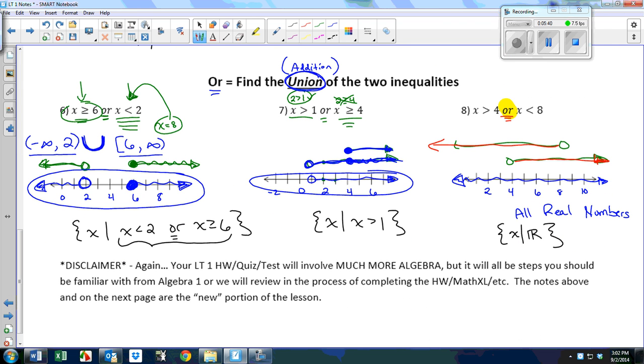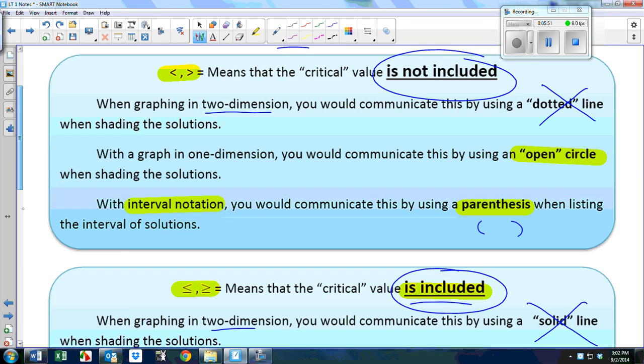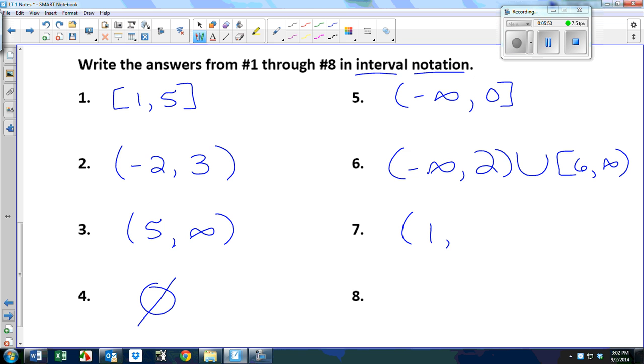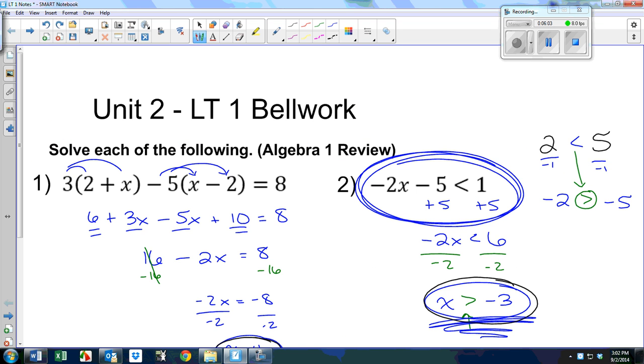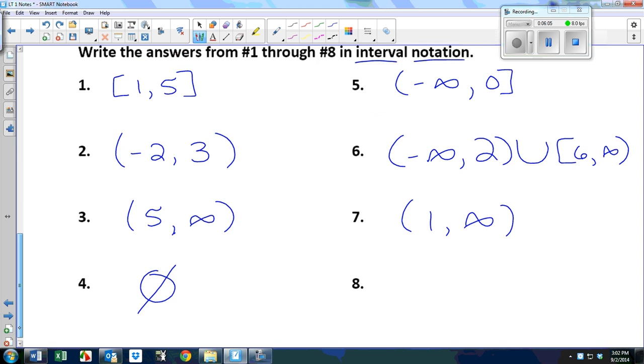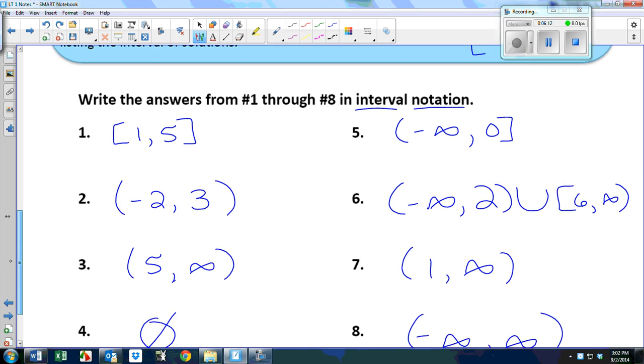if you need to pause the video and go back to it and look at it, feel free. I know I'm going kind of fast. Number 7 starts at 1 and shades to positive infinity. So starting at 1, not including 1, to infinity. And then last, number 8, if you'll remember, was all real numbers. So everything was shaded. Our shading starts at negative infinity, and it stops at positive infinity. And that's interval notation.